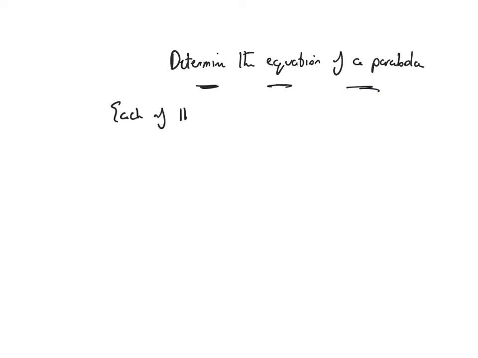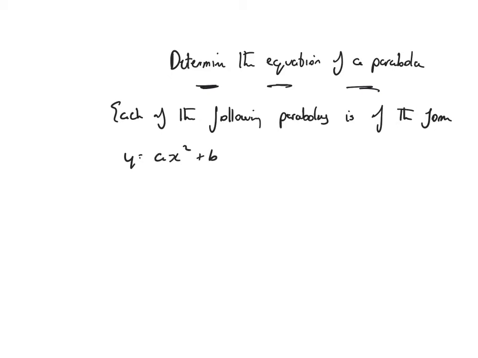Each of the following parabolas is of the form y equals ax squared plus b. In each case, find a. Okay, let's start with example 1.